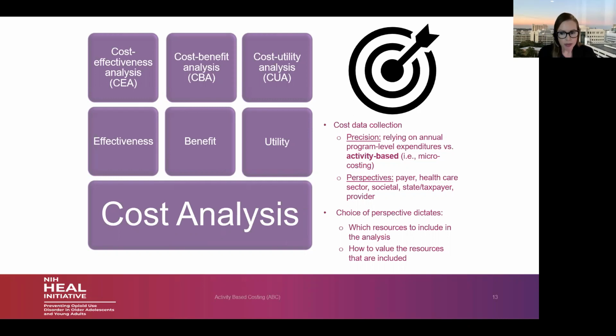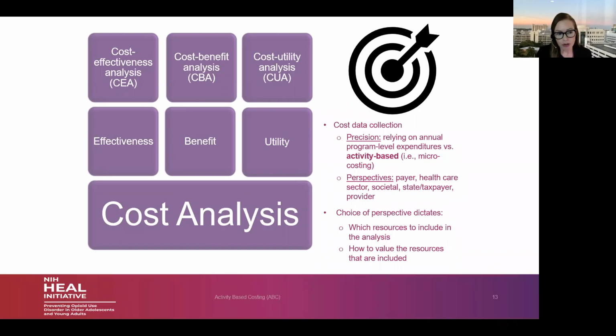The analysis perspective is important for determining what prices are relevant and what resources are relevant. We can look at costs from multiple perspectives, and this is recommended by the Second Panel on Cost Effectiveness in Health and Medicine, which recommends looking at costs from both the healthcare sector and the societal perspective.